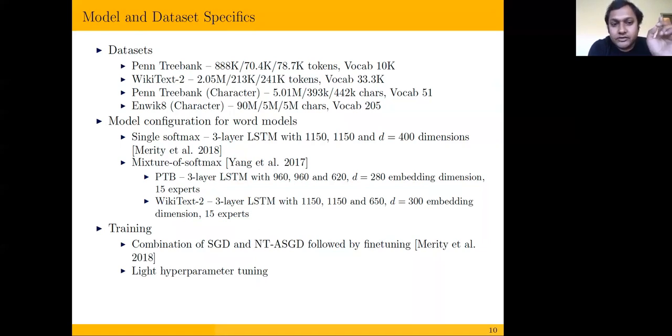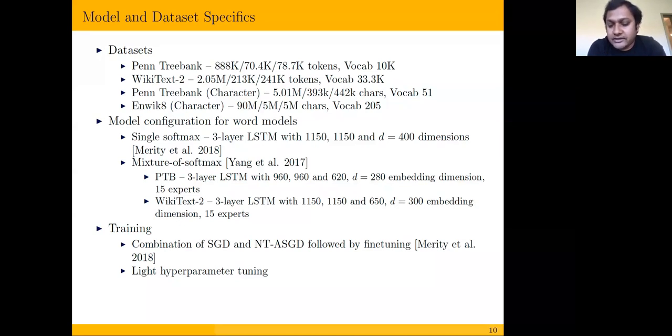Okay, so there is one thing to note. There are two different types of language models which are important to note. One is using a single softmax at the output of the language model. But as Yang et al. showed in a paper in 2017, a mixture of softmaxes often helps to improve the perplexity of language models. So we try our regularization on both kinds of models, and we'll show results for both of them. And for training, we pretty much use what is done by Merity et al. We do very light hyperparameter tuning in the vicinity of the best hyperparameters that were reported by Merity et al.